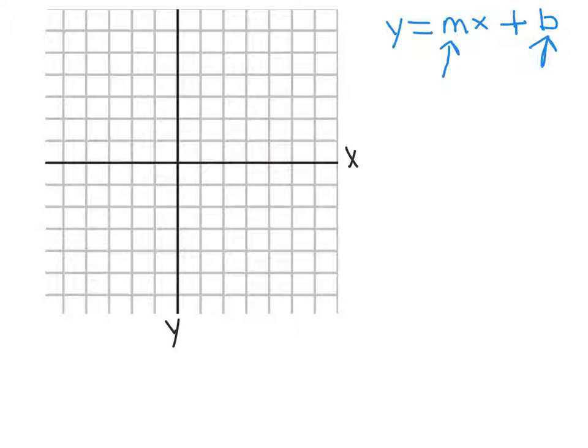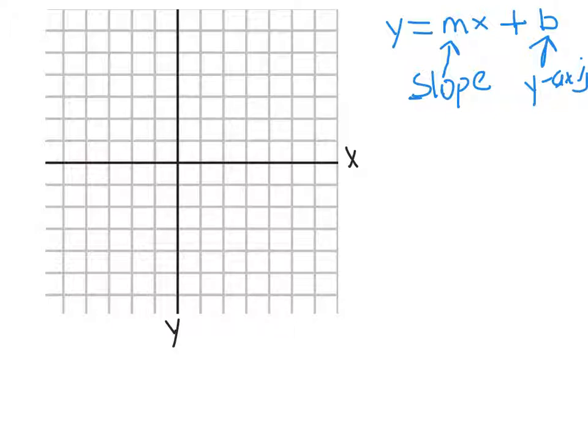You always are going to have a y and an x in your equation. The m is for the slope, and that tells you the steepness of the line. Is it steep? Is it positive? Is it negative? Is it kind of flat? The b is where it hits the y-axis, and that's usually just a number.